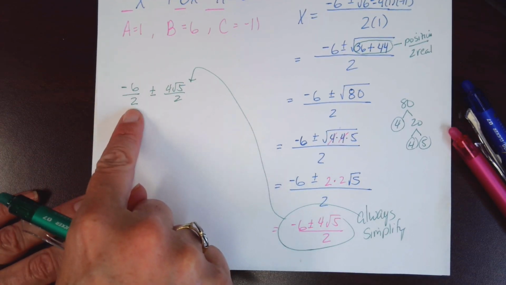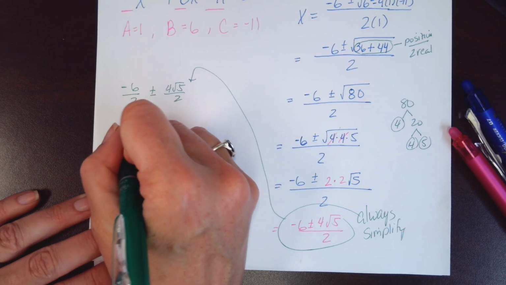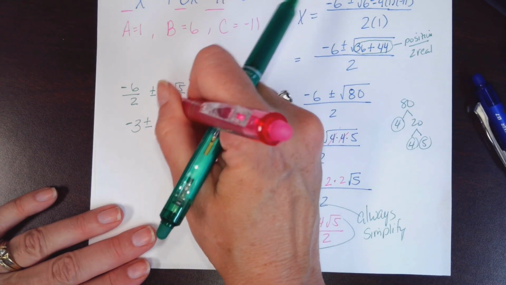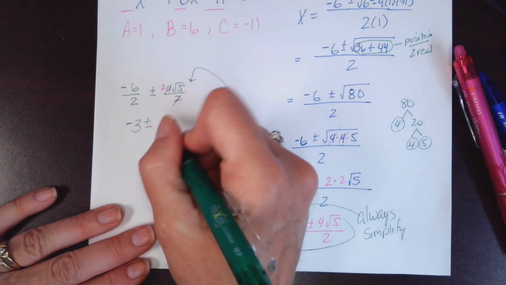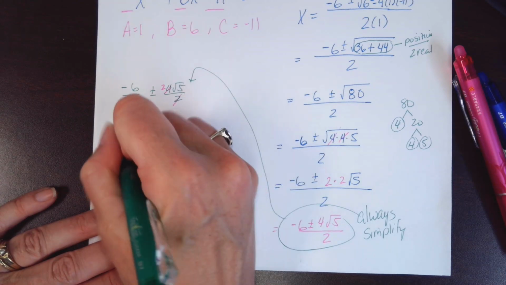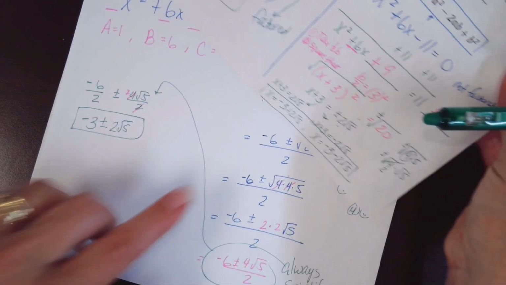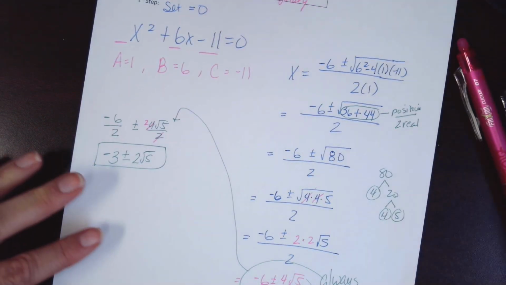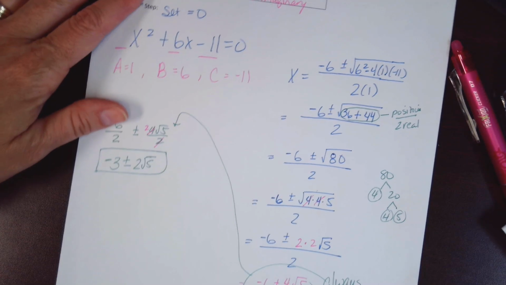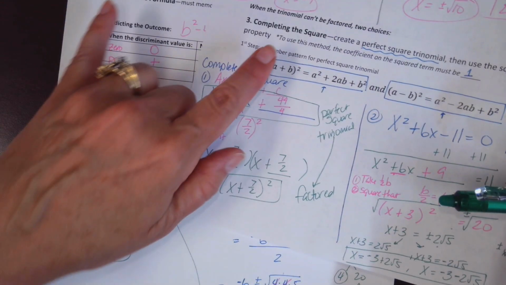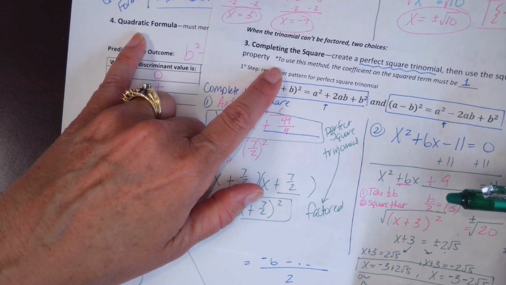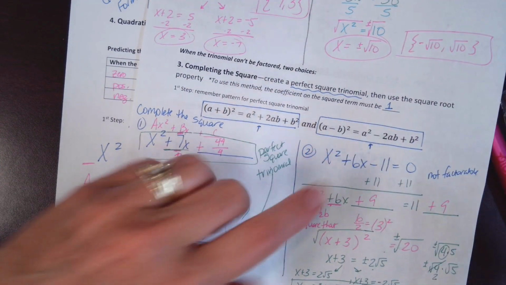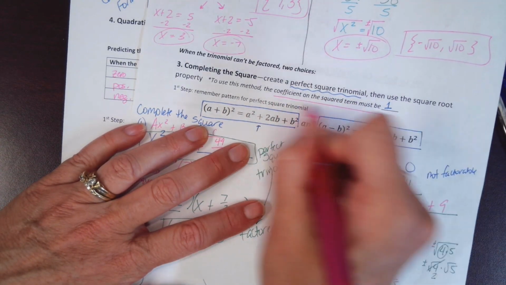Well, 6 divided by 2 is 3. Negative 6 divided by 2 is negative 3. And then I've got my plus minus. 4 divided by 2 is 2. So plus minus 2 square roots of 5, which is what I got. Negative 3 plus or minus 2 square roots of 5 for the solution to this equation when I completed the square. So if I can't factor, I've got 2 options for solving, either completing the square or the quadratic formula. I can always use the quadratic formula. I can only complete the square if that coefficient on my squared term is 1.